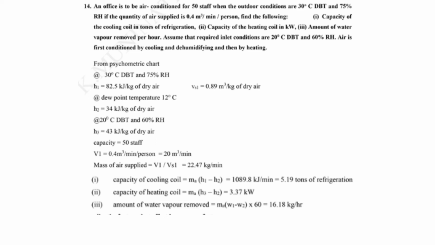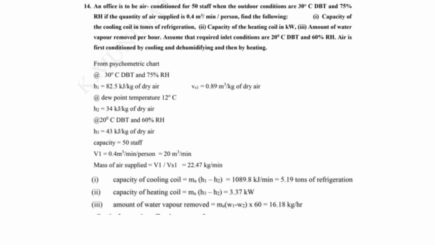First of all, we have to find the values from the psychrometric chart. At 30 degrees Celsius dry bulb temperature and 75% relative humidity, the H1 value is obtained as well as the Vs value. At dew point temperature 12 degrees Celsius, H2, the enthalpy at the second condition, is also obtained, where the dry air provides that enthalpy value. At 20 degrees Celsius dry bulb temperature and 60% relative humidity, we get H3, the enthalpy at point 3.